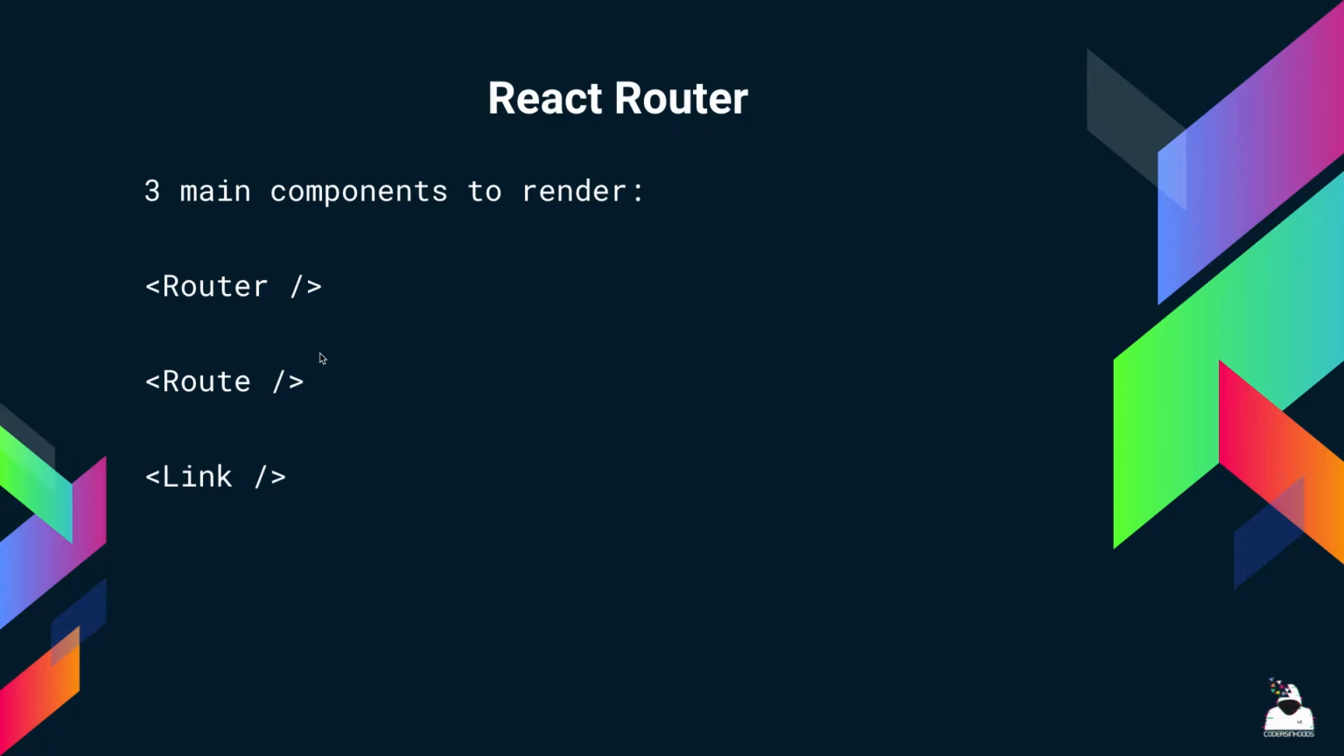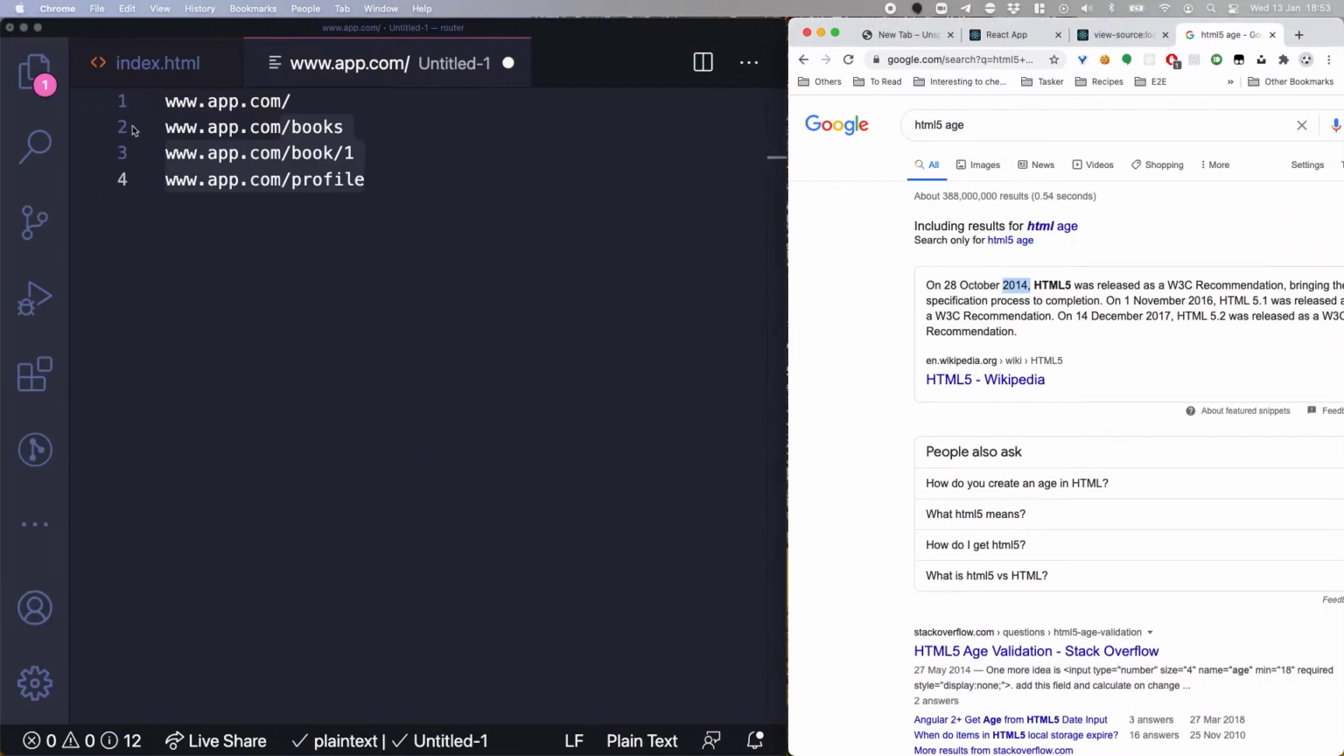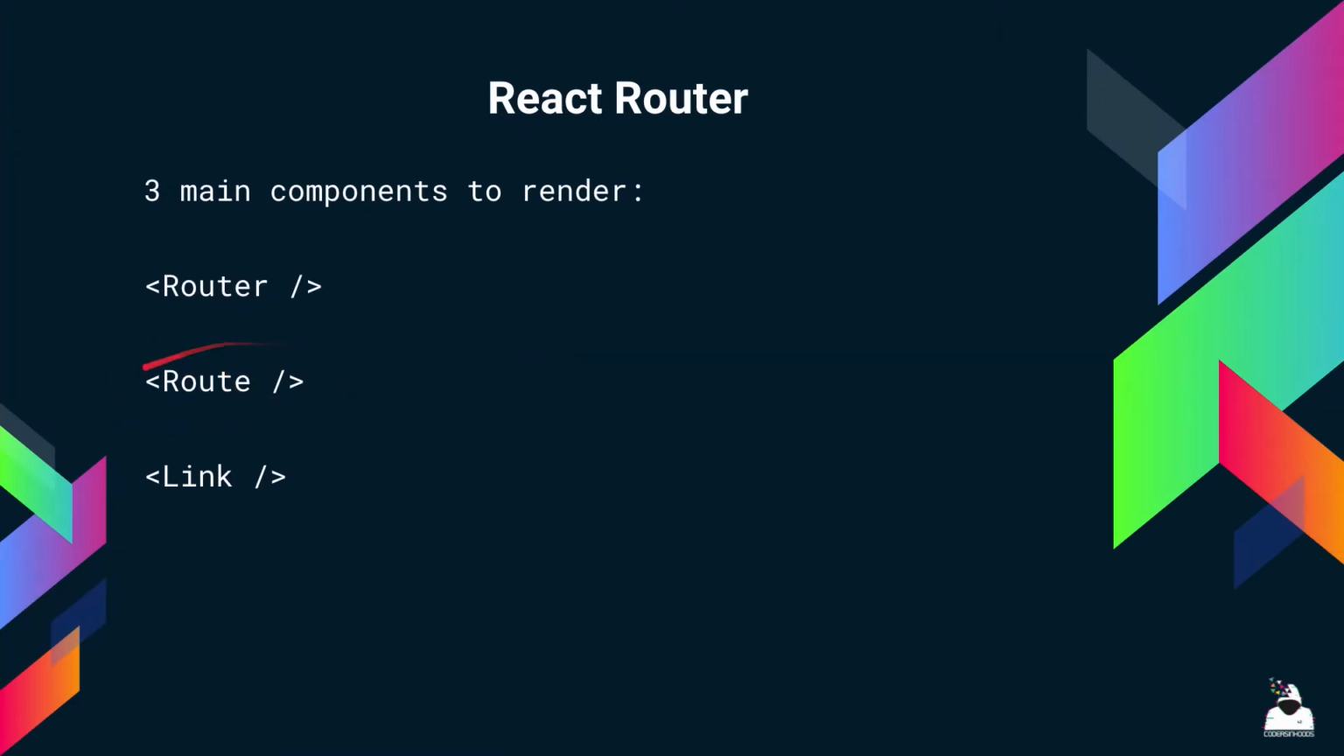Then there is a route component. The route component is where you define your route. So basically, if I want to have a route /books, then I would put in the code my route component, which I would say this route is for /books, and then I would tell it what to do when that route matches. I will show you in a second.